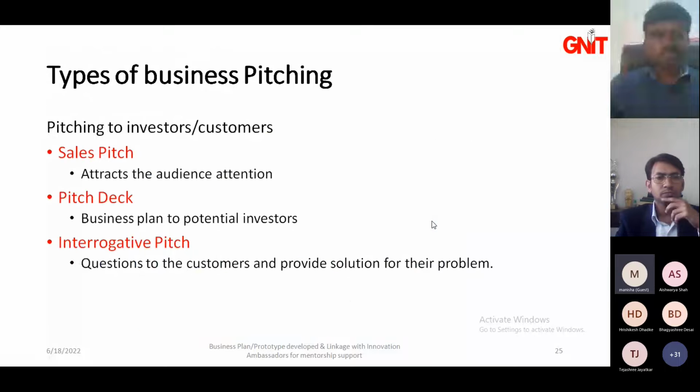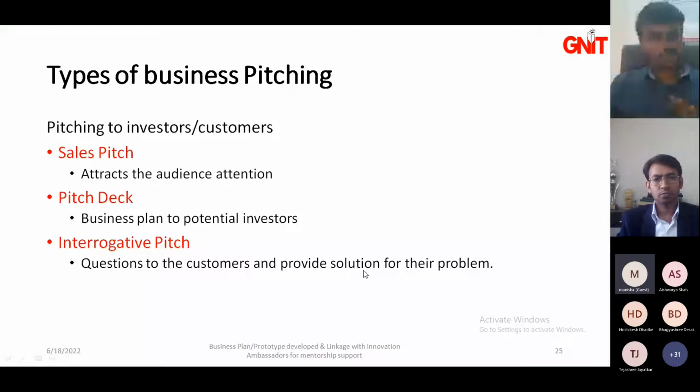Types of pitching: sales pitch, pitch deck, interrogative pitch. Sales pitch attracts the audience's attention. Pitch deck is for business potential investors, capital investors, capitalists, venture capitalists. Then the interrogative pitch asks questions to the customers and provides a solution for their problem.